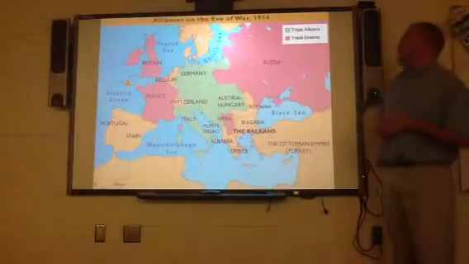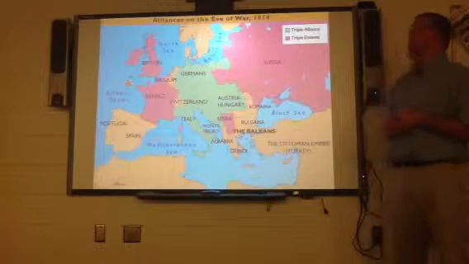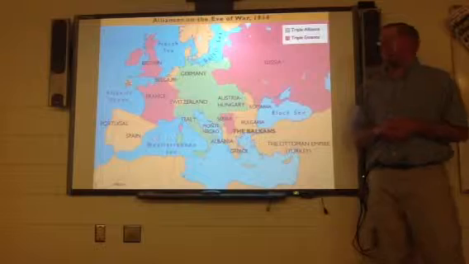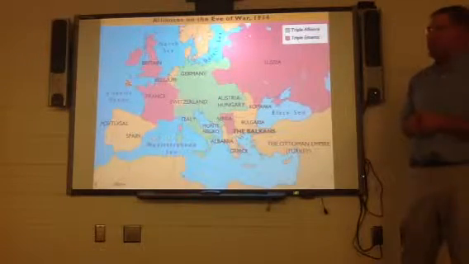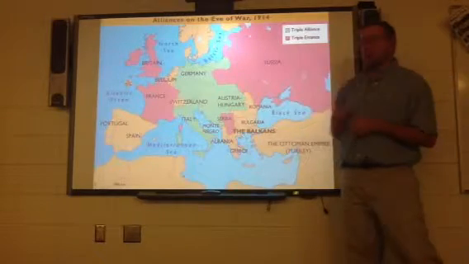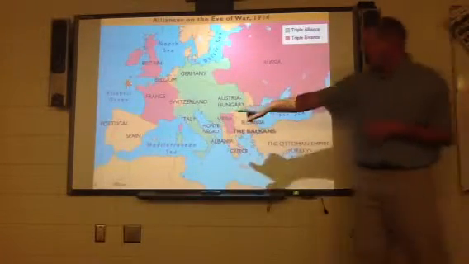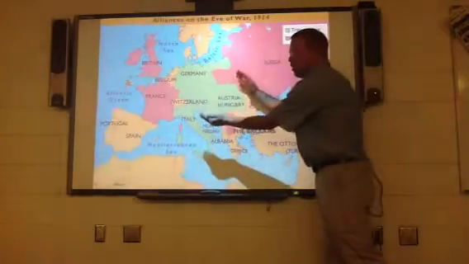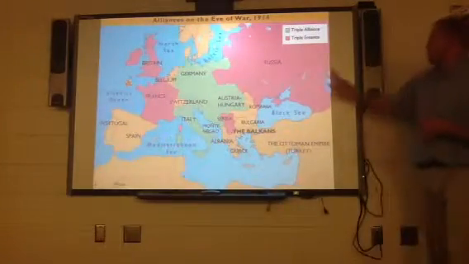If you look up here on the map, you will see the 2 major alliances in Europe prior to World War I. Everything in purple is what they called the Triple Entente. That included Russia, France, Great Britain, and Serbia. And remember Serbia. That's going to be an issue in a little bit. The Triple Alliance included Italy, Austria-Hungary, and Germany. Located right here in the middle. Remember that, because that's going to come up later on in class as well.